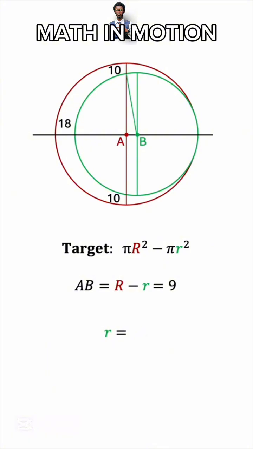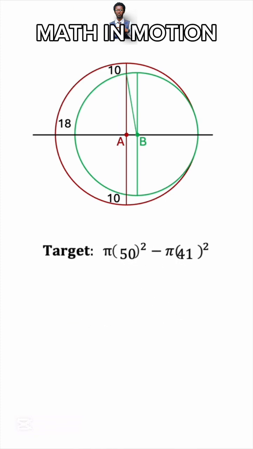So the radius of the small circle is 41 units, which tells us that the radius of the big circle is 50 units. So we now have all we need to find our target area. We have pi 50 squared minus pi 41 squared, which works out to be 819 pi square units. And that's the final answer.